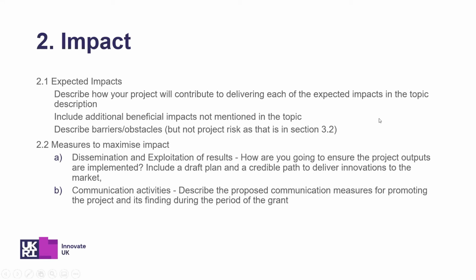And then there are some measures to maximise impact that people get a little bit confused on, because there's a section for dissemination and exploitation of results, and there's a section on communication. And people say, isn't communication dissemination and vice versa? Not in this instance. Dissemination and exploitation of results are how you are going to ensure the project outputs are implemented. So this could include things like a business plan. How have you got a credible path to deliver the innovations to the market? This could include the fact that you've actually got the operational end, the user community in your team. That would be a very useful thing to state here.